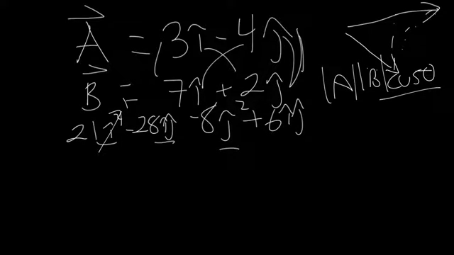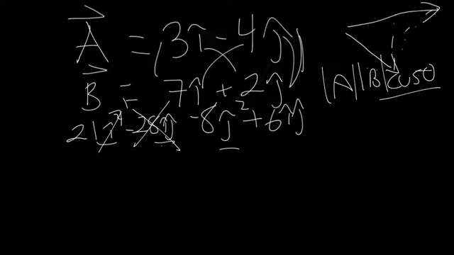Okay, i and j, those are perpendicular. i is horizontal while j is vertical, which means that the angle between those is 90 degrees, and the cosine of 90 is 0. So this term turns into 0, it goes away.